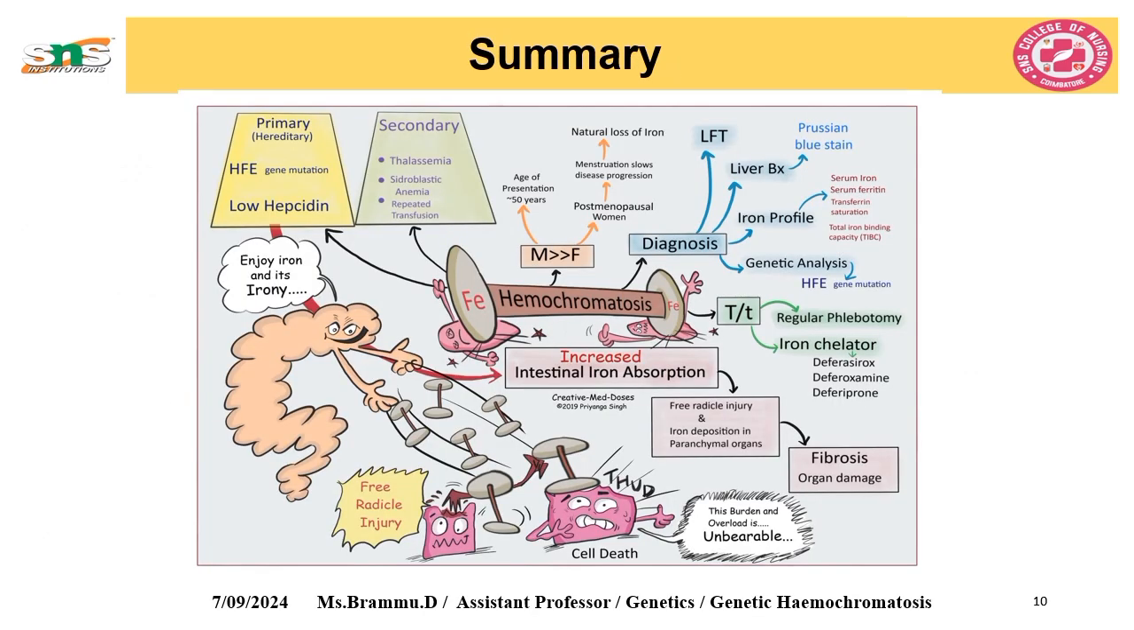Next, coming to the summary, you can see that hemochromatosis, as I told you, can be of primary origin or secondary origin, and whichever organ is being affected, it goes in for increased fibrotic changes, as well as changes in the liver and the end organs such as the heart, the lung, the pancreas, and so on.